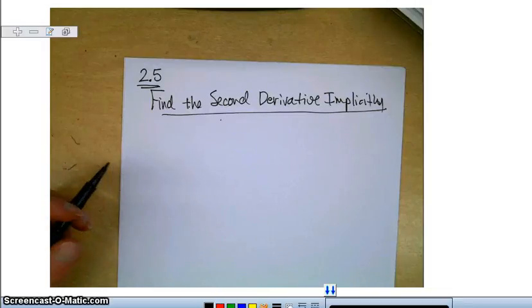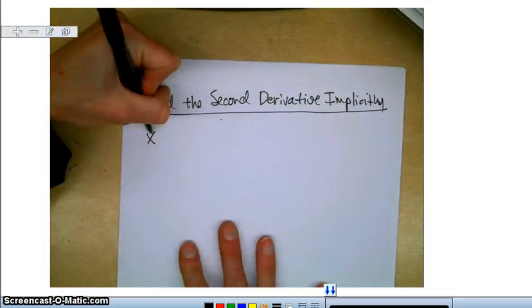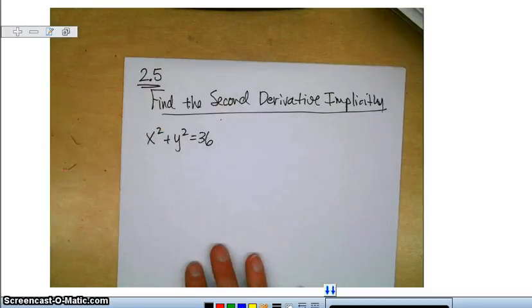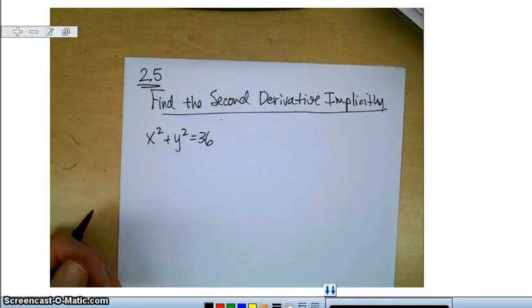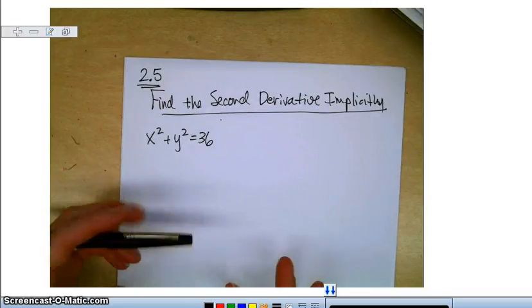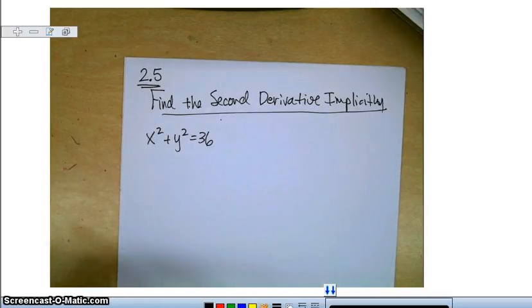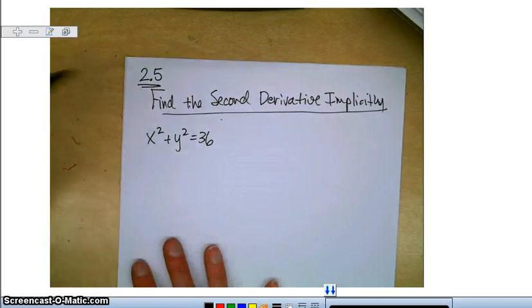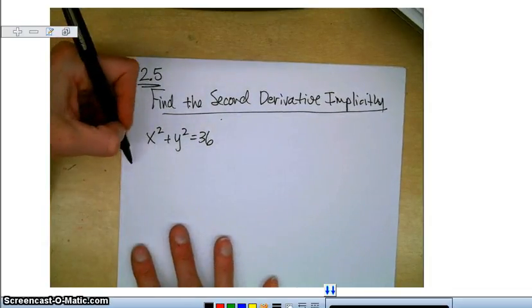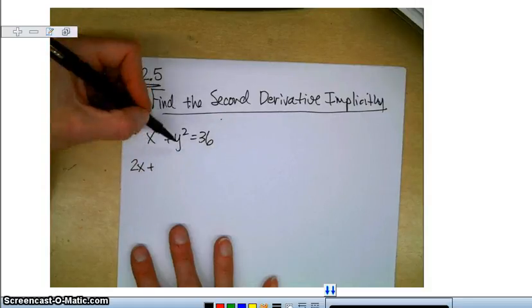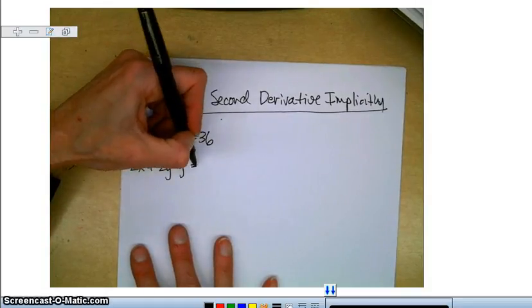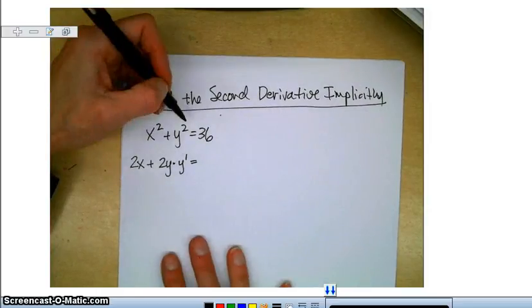Okay, so when I find the second derivative implicitly, I'm just going to start with a function like this. First thing I have to do is find what? If I want to find the second derivative, what do I need to find? I need to find the first derivative. This is just a function, it's not a derivative. So what's the derivative of x squared? 2x. Plus, what's the derivative of y squared? 2y times y prime equals the derivative of 36, which is 0.